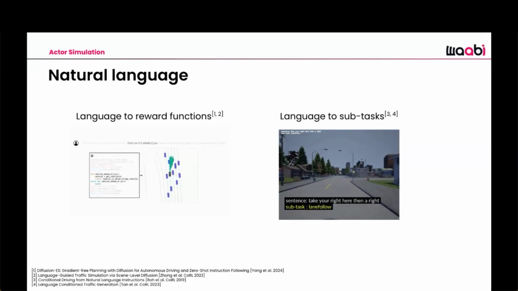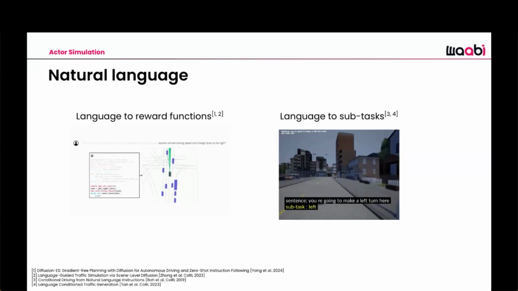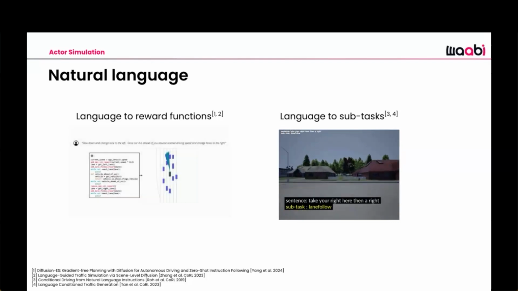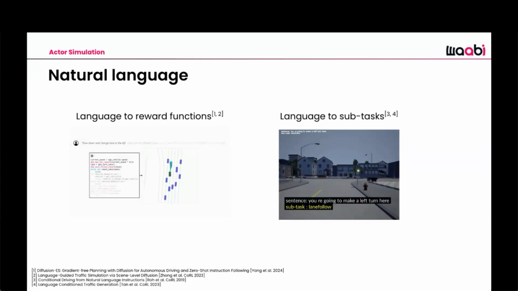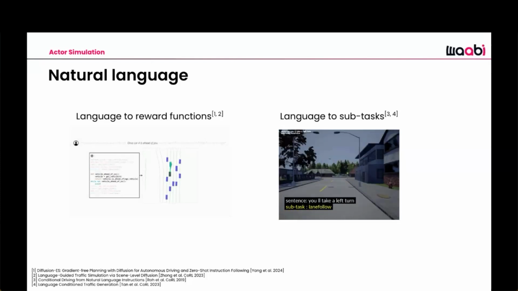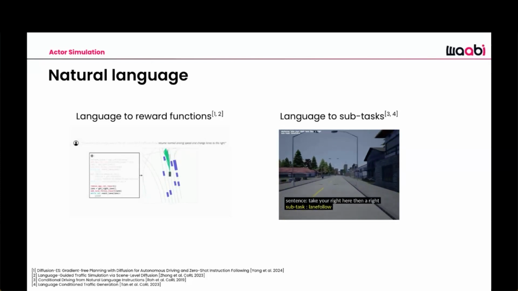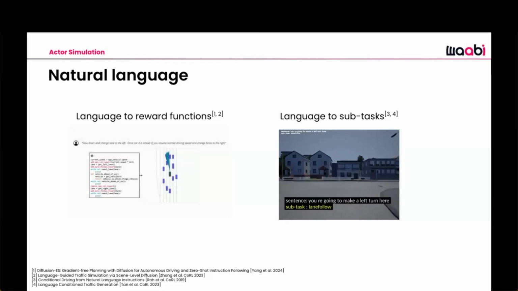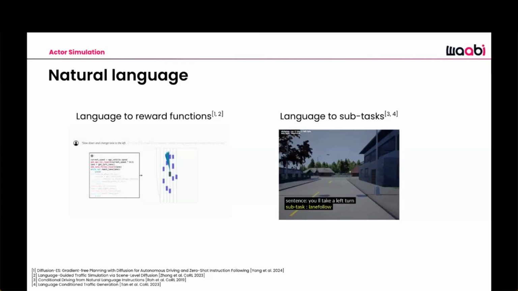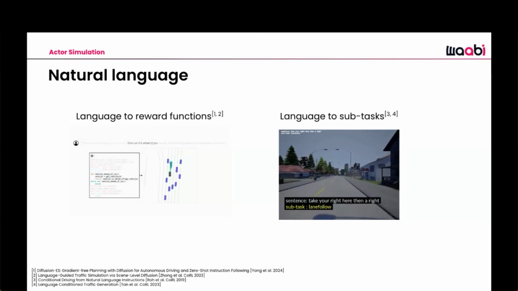So for example, Diffusion ES and CTG++ use a large language model to convert a natural language description of the kind of behaviors that we want to simulate into a reward function or guidance function that we can then use to optimize, or use as a part of guided sampling within a diffusion model. Alternatively, we can also convert natural language descriptions into lower level maneuvers like drive straight or turn right, which can then be executed by a lower level maneuver-conditioned policy. These approaches to controlling an actor model are super flexible and super ergonomic for human scenario authors.